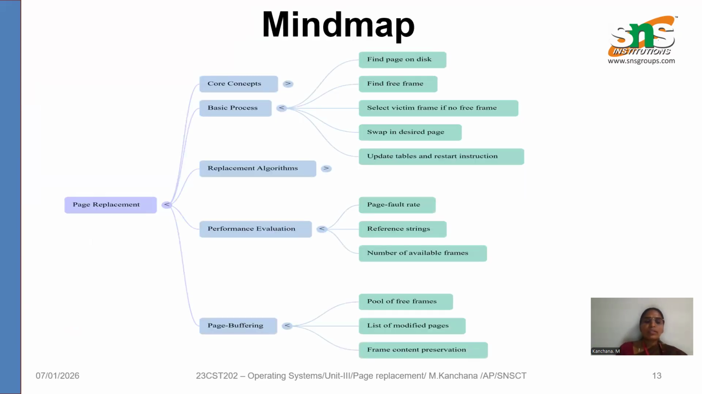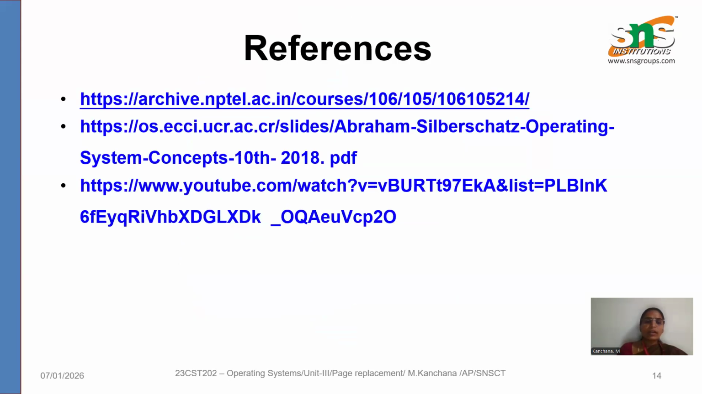So let's summarize everything we learned about LRU and LRU approximation algorithms. We covered the core concepts of page faults, dirty bits, and page hits, and we explored page replacement algorithms like LRU and LRU approximation, the performance evaluation metrics, and page buffering. If you want to study these topics further, kindly use these references.